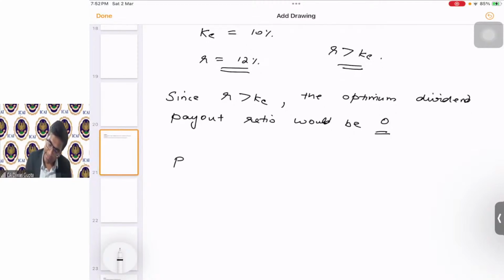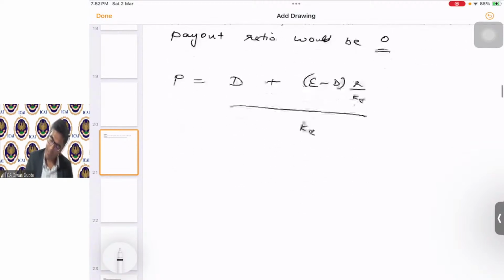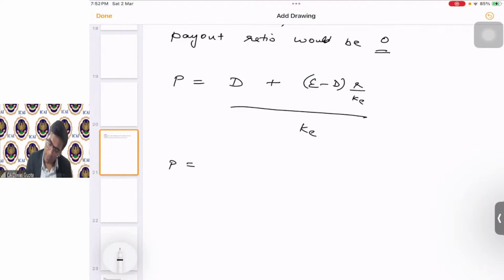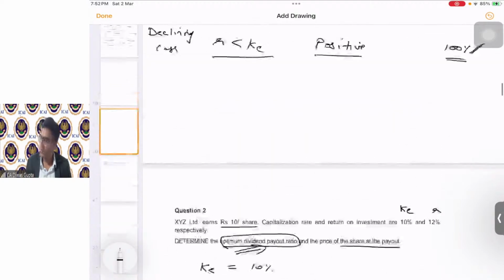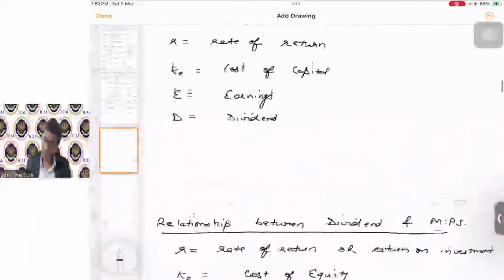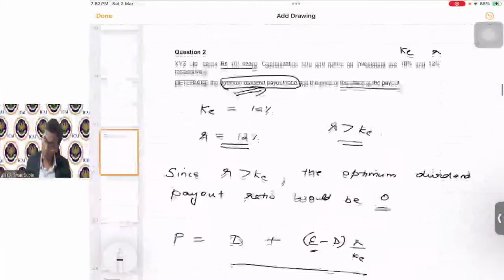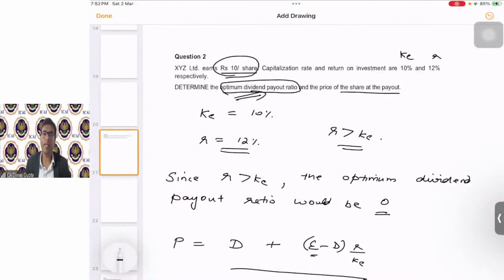So the price at this will be using the Walter's model. What is the Walter's model formula? P = (D + (E - D) R/KE) / KE. So let's put the numbers in the formula. P is equal to dividend is 0. That is what we have decided. This is the optimum dividend payout ratio. 10 minus 0. Earnings is how much? 10 rupees. The question has given us. Sorry, where is the question? Yes. Here it is given. 10 rupees per share.